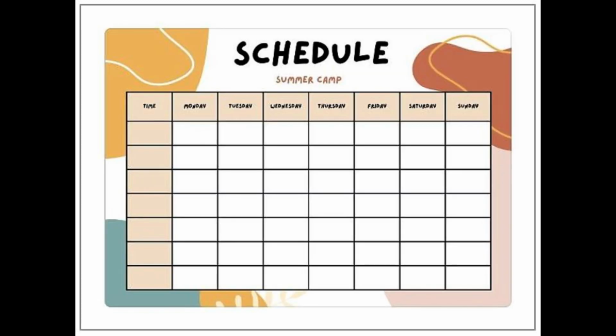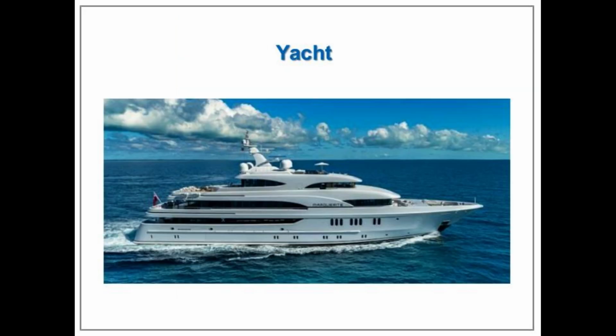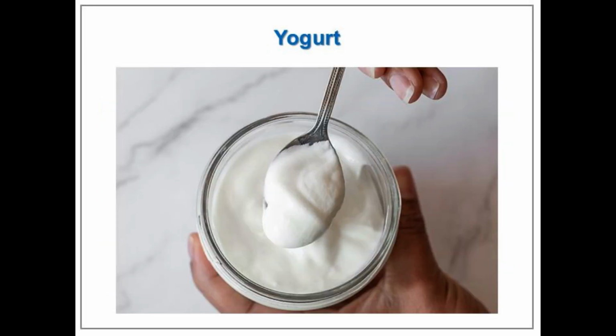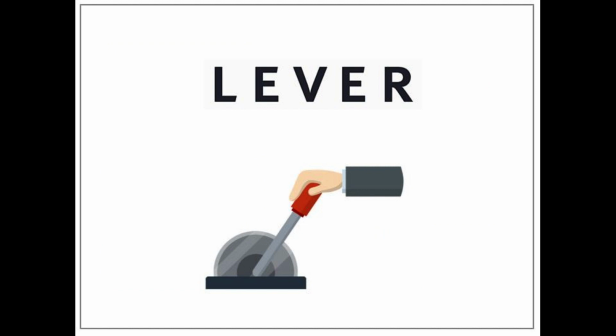This is pronounced as schedule in British English and schedule in American English. This is pronounced as herbs as well as herbs with a silent H. The next word is pronounced as yacht in British English and yacht in American English. Similarly, this word is pronounced as yogurt in British English and yogurt in American English. This word is pronounced as advertisement as well as advertisement. This word is pronounced as lever in British English and lever in American English.